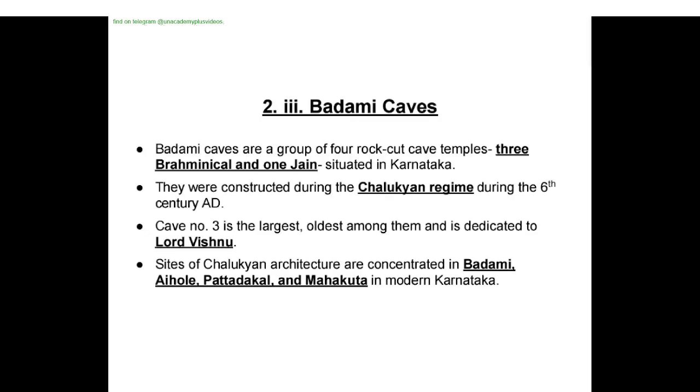Badami Caves. Badami Caves are a group of four rock-cut cave temples, three Brahmanical and one Jain, situated in Karnataka. They were constructed during the Chalukyan regime during the 6th century AD. Cave number 3 is the largest and oldest among them and is dedicated to Lord Vishnu because it is a Brahmanical cave. Sites of Chalukyan architecture are concentrated in Badami, Aihole, Pattadakal and Mahakuta in modern Karnataka.